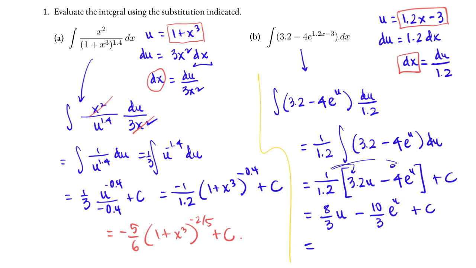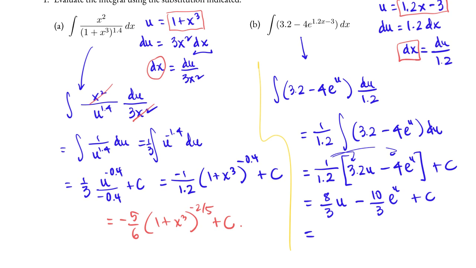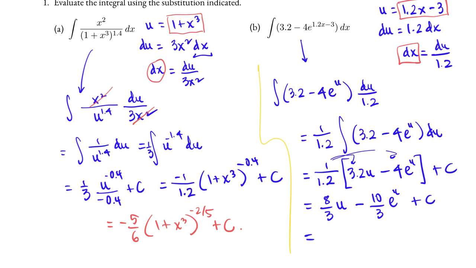The last thing we will do is to substitute u with 1.2x minus 3 to get the final answer. So the answer is 8 over 3 times 1.2x minus 3 minus 10 over 3e raised to the power 1.2x minus 3 plus c.